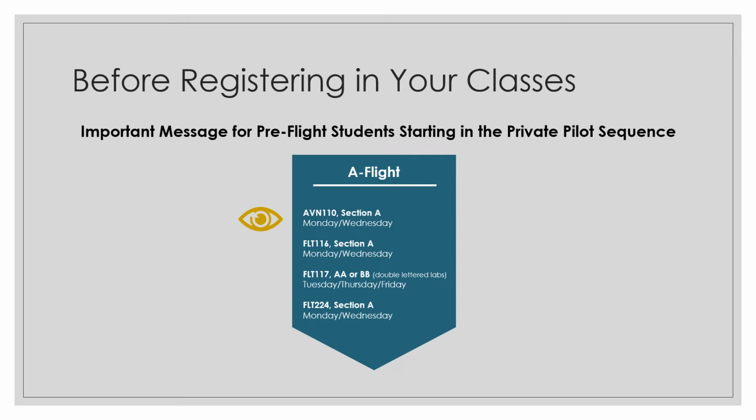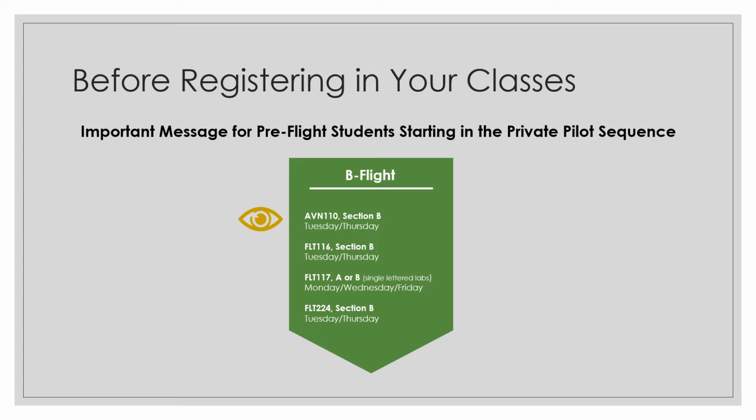A flight students will want to select sections A of Aviation 110, Flight 116, and Flight 224. Since A flight students will be enrolled in a Monday-Wednesday Flight 116 private pilot ground, they will need to take a Tuesday-Thursday Flight 117 private pilot lab. A flight labs are designated with a double letter, for example, AA, BB, CC, etc.